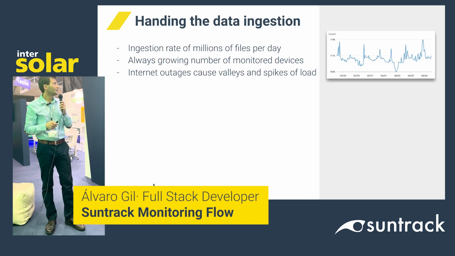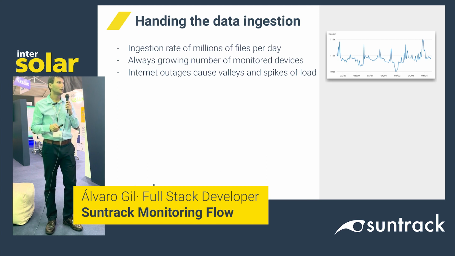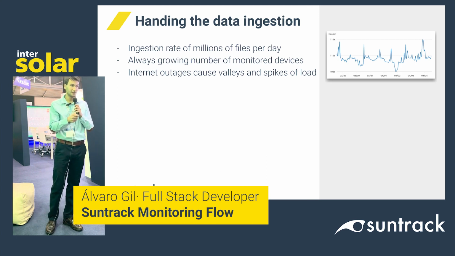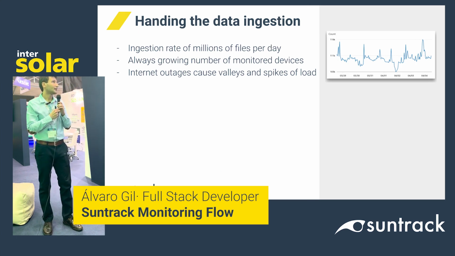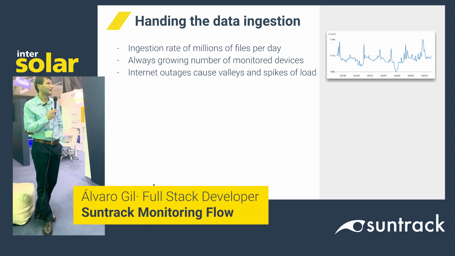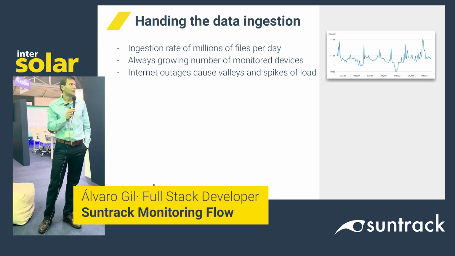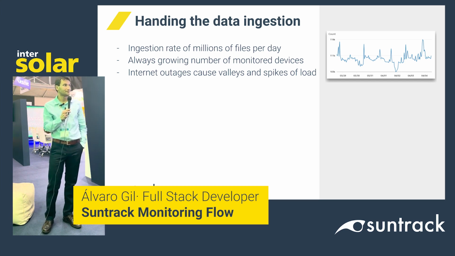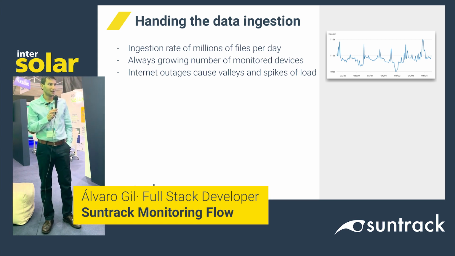So, at the cloud level, we will have to deal with a problem that we didn't mention before, which are internet outages. Internet outages are a little bit of a problem, because when a solar plant loses internet connection, the field doesn't lose that data. We simply save them locally, and once the installation recovers internet connection, it will try to push them all at the same time.